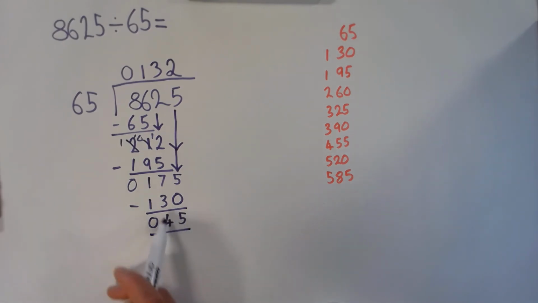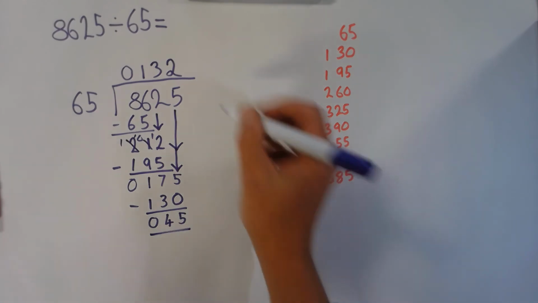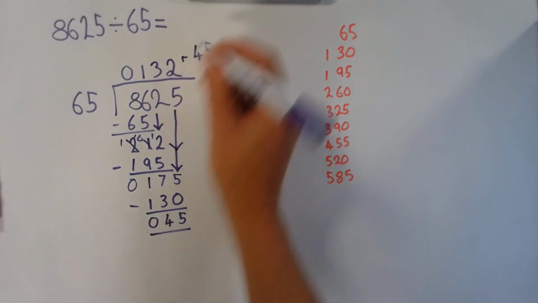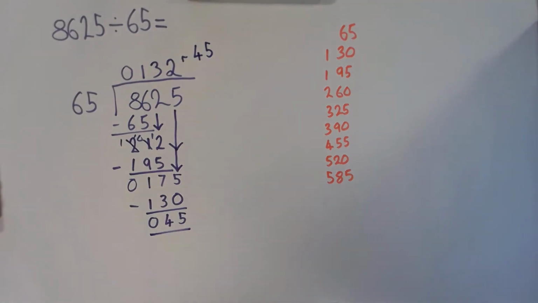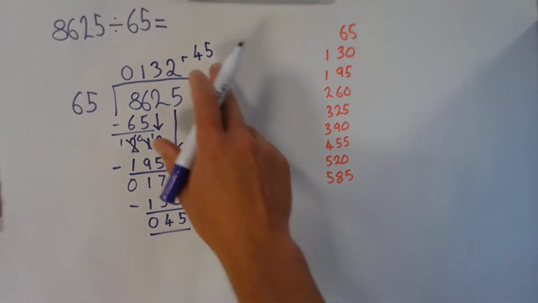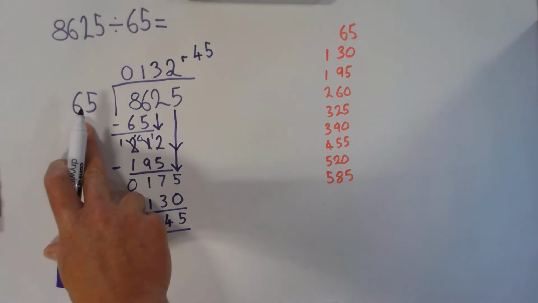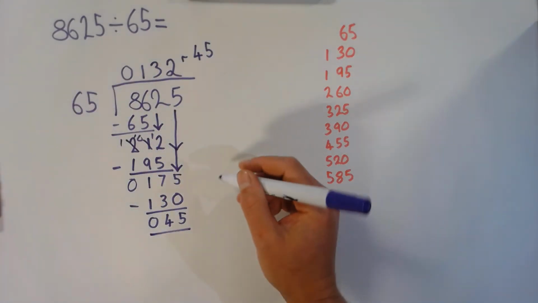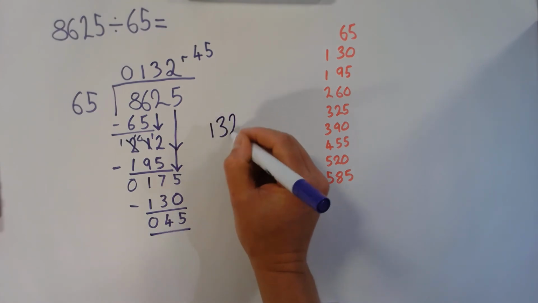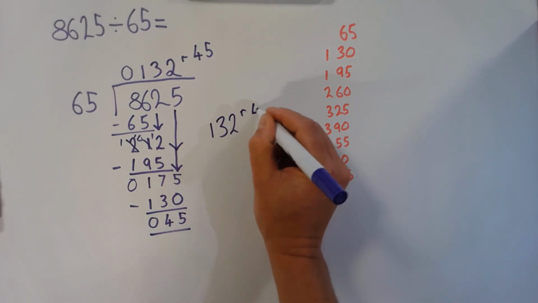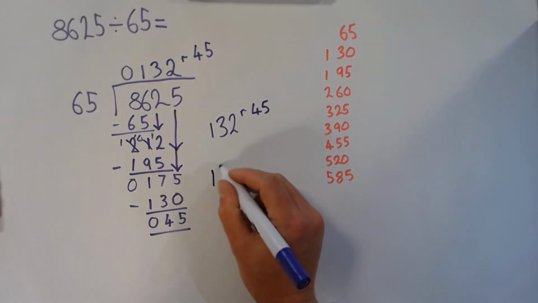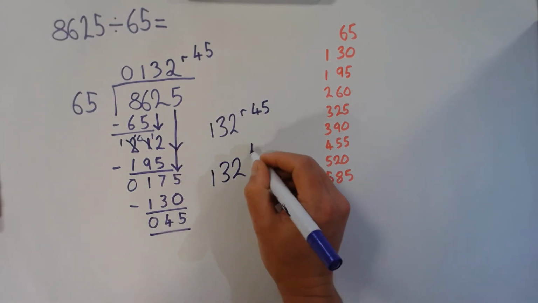Now I can't make any groups of 65 from that, so that means that my 45 here becomes my remainder. And that seems like a large remainder, and it is, but that's fine. It's less than my divisor, which means that it can be a remainder. So your answer can be 132, remainder 45.